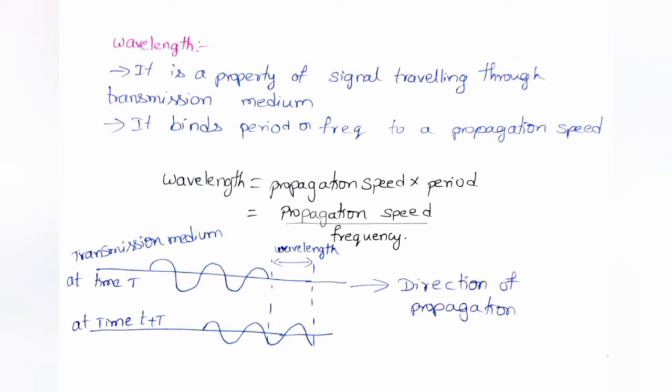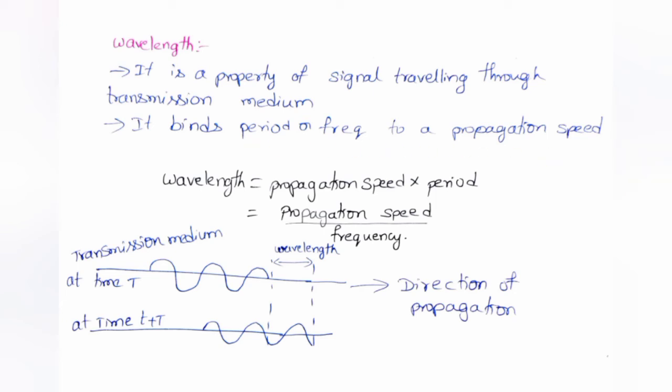So the wavelength is nothing but the distance a simple signal can travel in one period, that means at a particular time limit. If you see the formula also, wavelength equals propagation speed into period. So here wavelength binds period of frequency to a propagation speed.